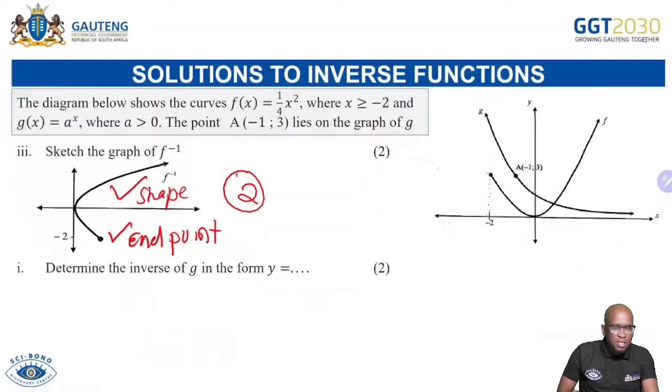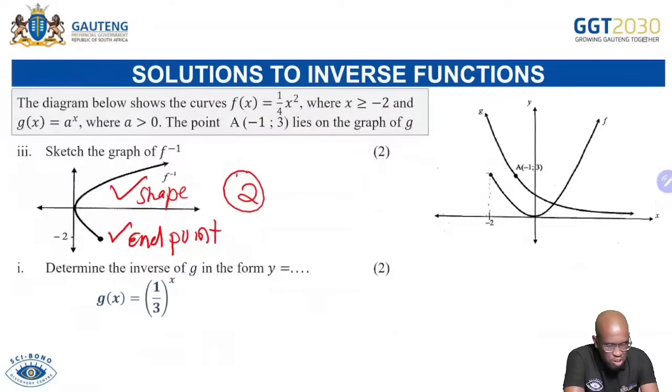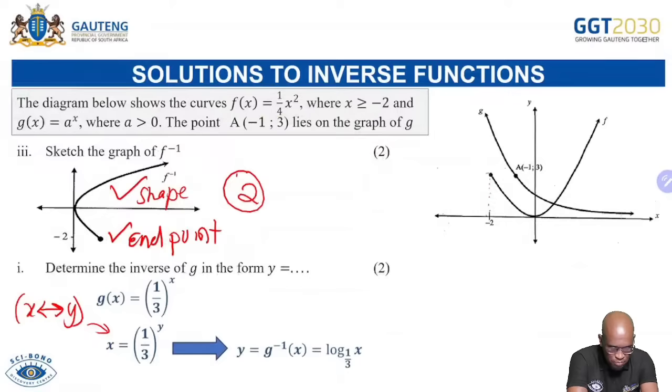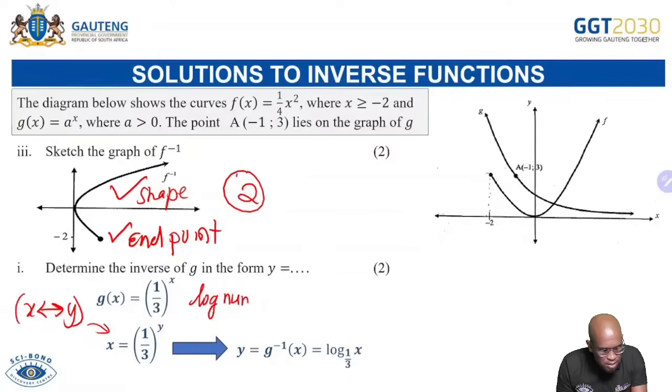Now determine the inverse of g in the form y is equal to. So for the inverse of g, we had g of x, and we interchange x and y. That is where we interchanged x and y. So we make y the subject by making use of logarithms. So this is using the log of a number. The log of a number to its base is equal to the exponent.